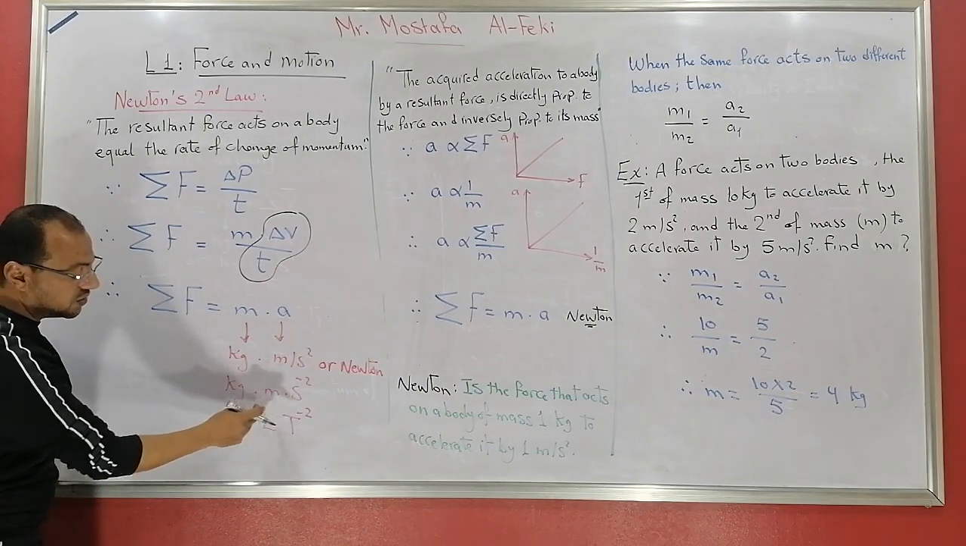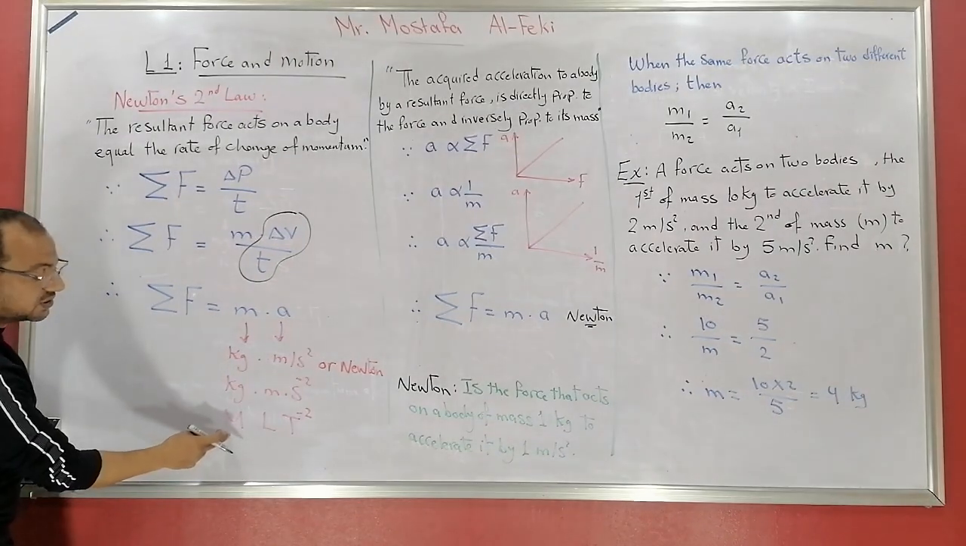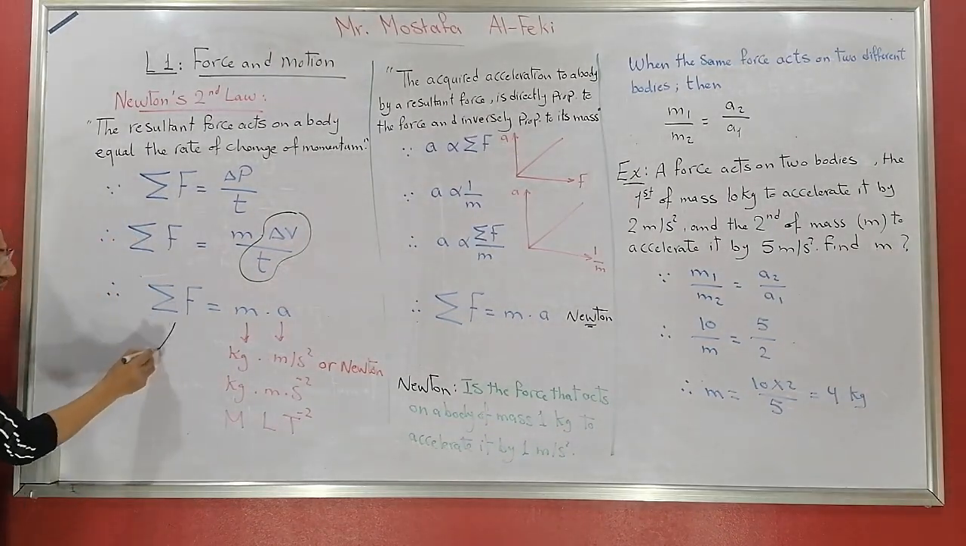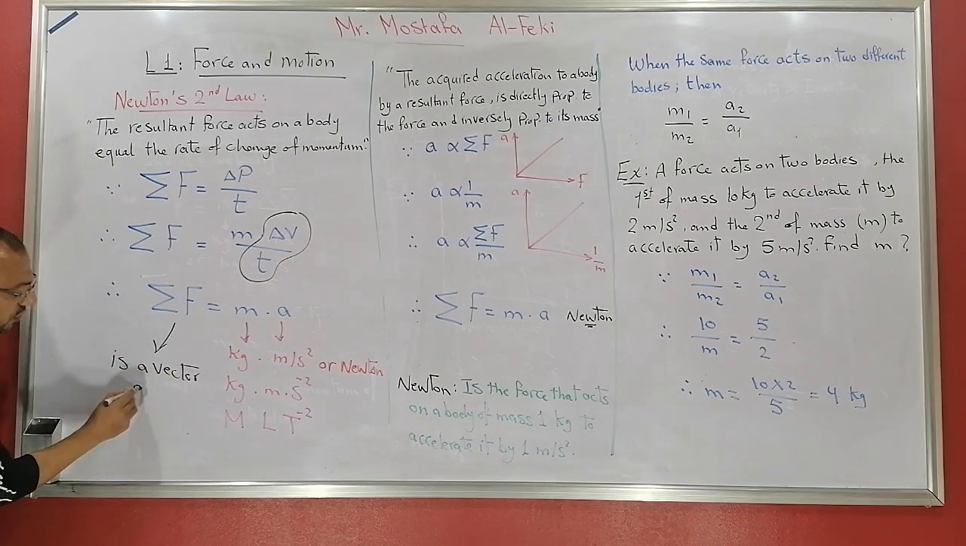Kilogram meter per second square can be written as kilogram meter second negative 2. Then its dimensional formula is MLT negative 2. Force is a vector quantity.